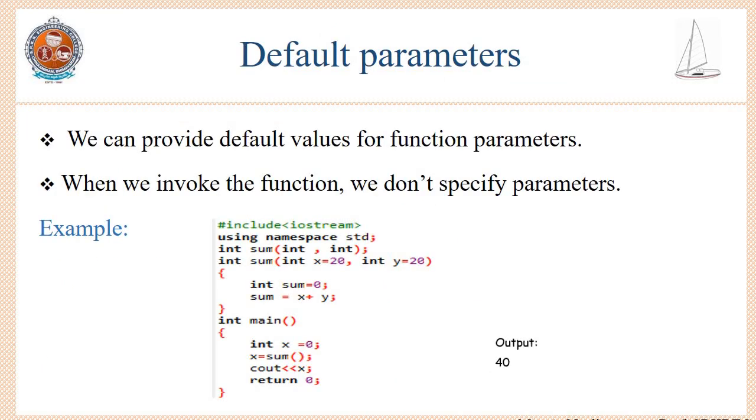And coming to default parameters, in C++ we can provide default values for function parameters. When we invoke the function, we don't specify any parameters. Instead, the function takes the default parameters that are provided in the prototype.